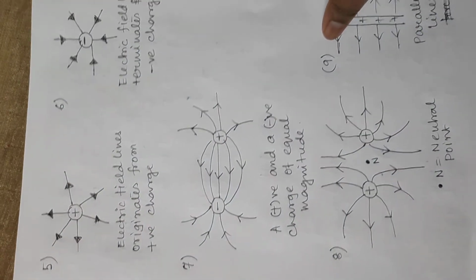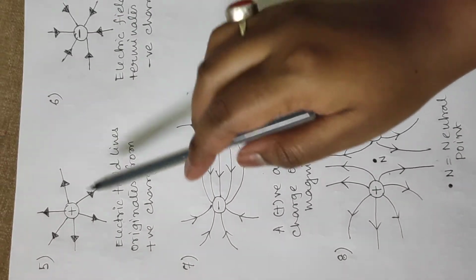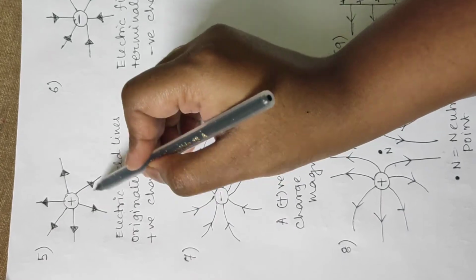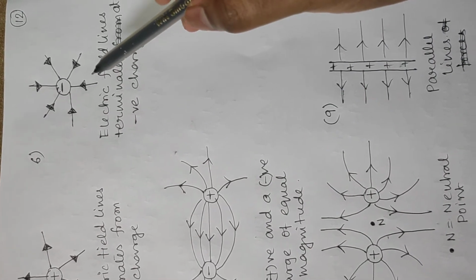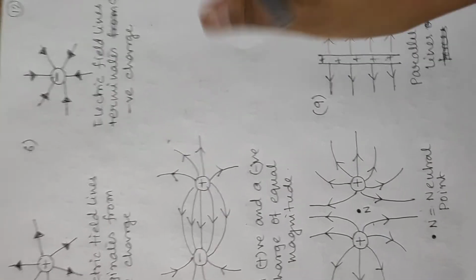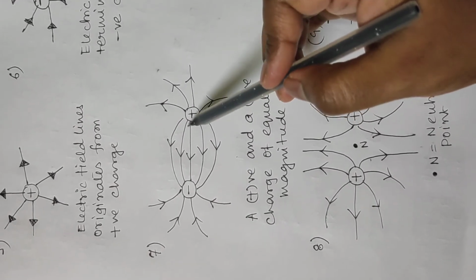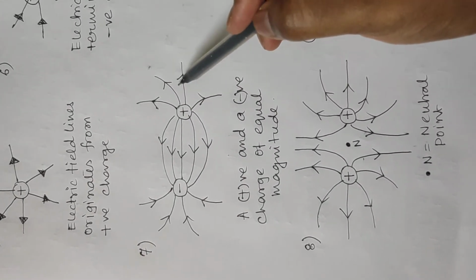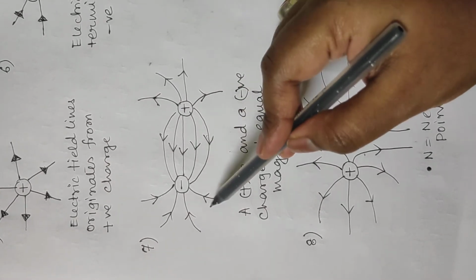Next, moving on. If we have a positive charge, electric field lines originate from the positive charge, so the arrows are outward, or they diverge from a positive charge. In the case of a negative charge, electric field lines converge into the negative charge, or they terminate in the negative charge. Now if we have a dipole, that is a positive and a negative charge, here we will draw the electric field lines and the directions are very important. The field lines move away from the positive charge and they enter into the negative charge.